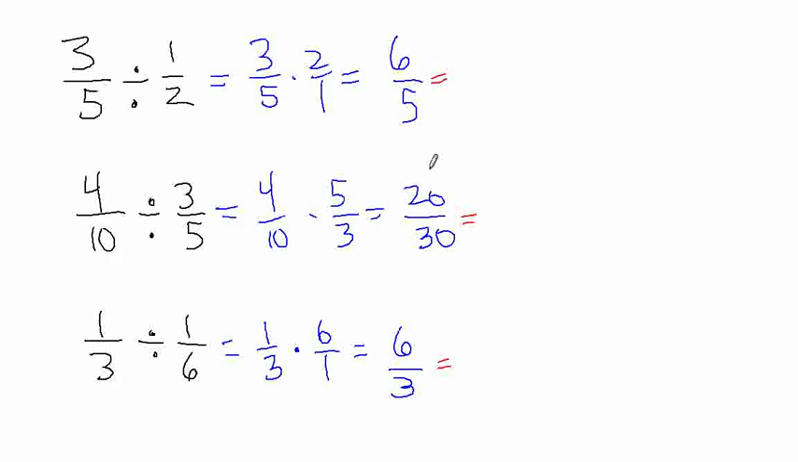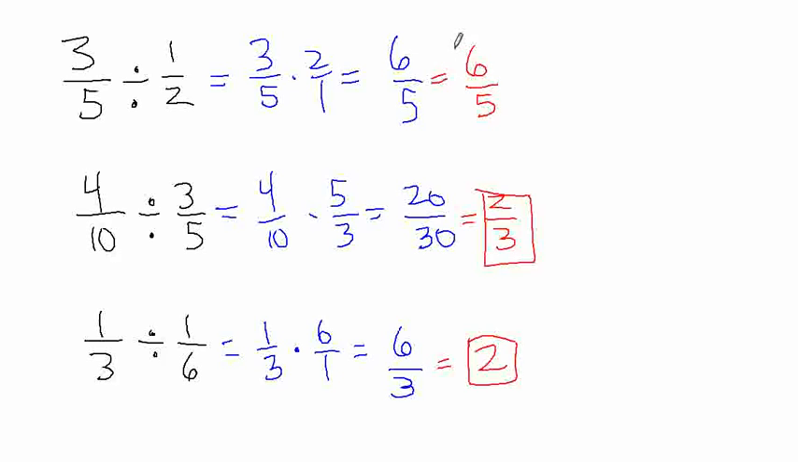you could reduce the fractions. I'll do the last one first and work my way up. 6 over 3 reduces to 2. 20 over 30, divide top and bottom by 10, that reduces to 2/3. And then the first one can't be reduced any further, so you don't always have to reduce. You can't always reduce even if you wanted to. So that one is an example of that. And so there you go. That's all there is to fractional division.